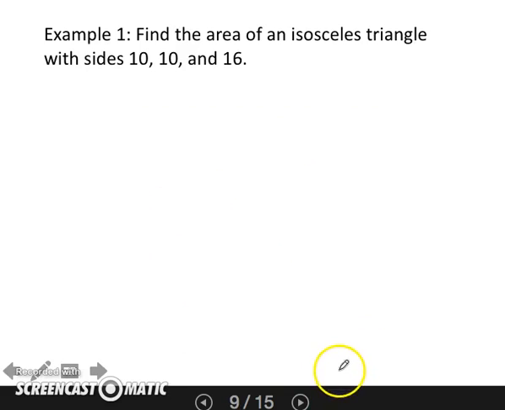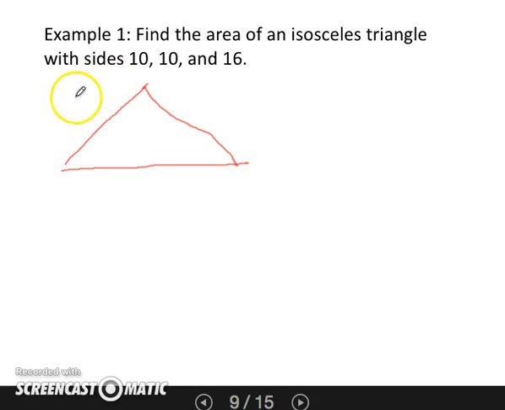Let's do an example problem. Find the area of an isosceles triangle with sides 10, 10, and 16. Okay, I'm going to make a diagram, which is always wise in worded problems like this. I'm going to have these two sides be 10, and the bottom side here be 16.